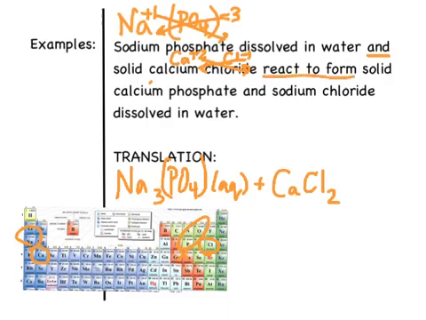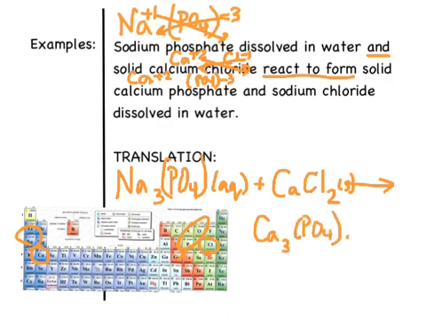Alright, react to form is our arrow. Oh, I'm sorry, I forgot the solid part. So we have to put a little S there for solid. Okay, our arrow for react to form. And then solid calcium phosphate. So again, calcium is Ca, +2 charge. Phosphate is PO4, -3 charge, and we have to crisscross them. So it's going to be Ca3(PO4)2, and it says solid, so we have to put the little S there.